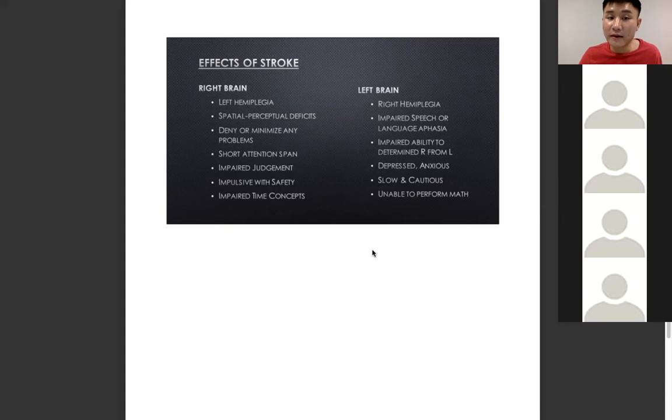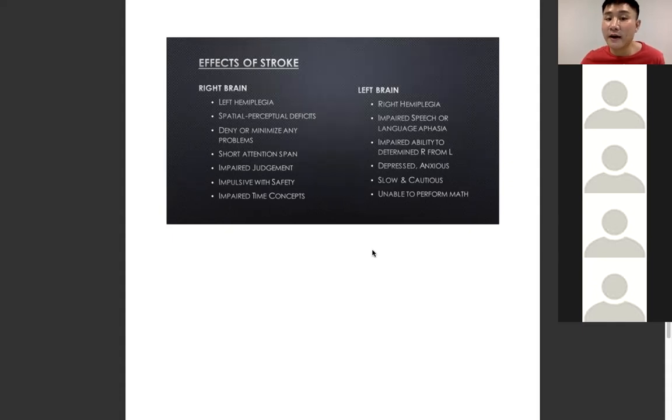So right brain: the patient will have left hemiplegia, meaning that the left half of the body will not be able to move. They will have paralysis of the left half of the body if they have a right brain stroke. Spatial perceptual deficit: the vision of the space around them is deficient, it's not good. It increases their risk for falls.